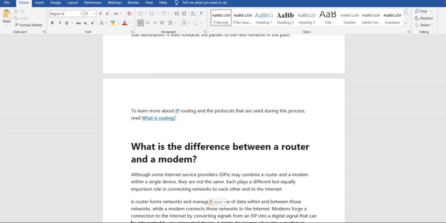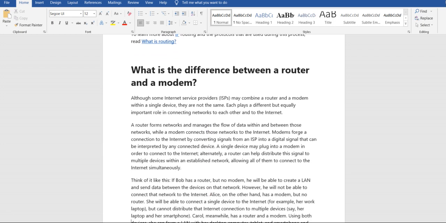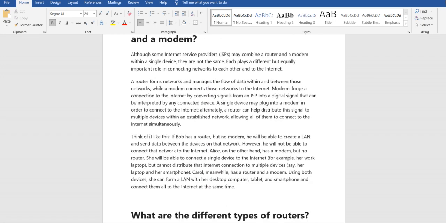What is the difference between a router and a modem? Although some internet service providers, ISPs, may combine a router and a modem within a single device, they are not the same. Each plays a different but equally important role in connecting networks to each other and to the internet. A router forms networks and manages the flow of data within and between those networks, while a modem connects those networks to the internet.